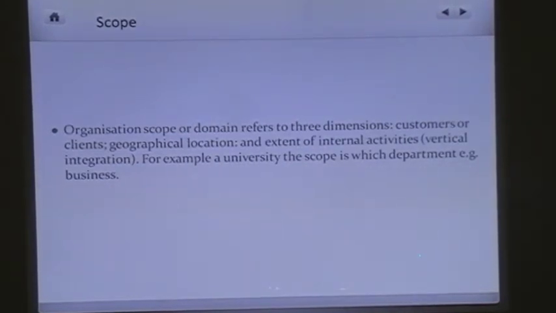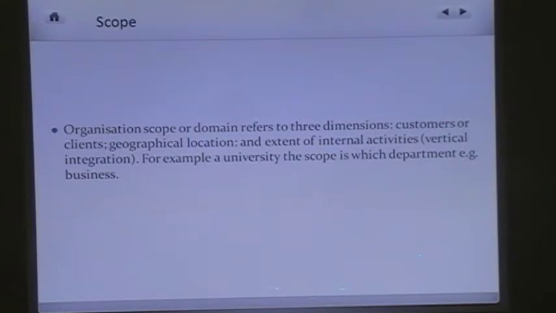Organizational scope or domain actually refers to three dimensions: customers, geographical location, and the internal activities which the company uses to produce products, goods, or services. For example, let's look at a university.